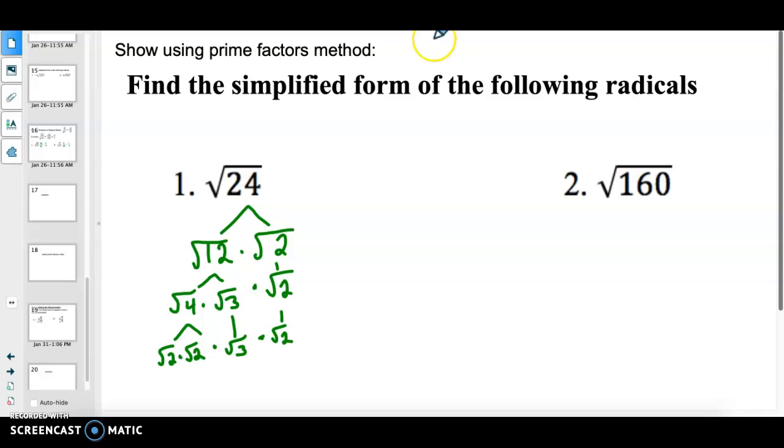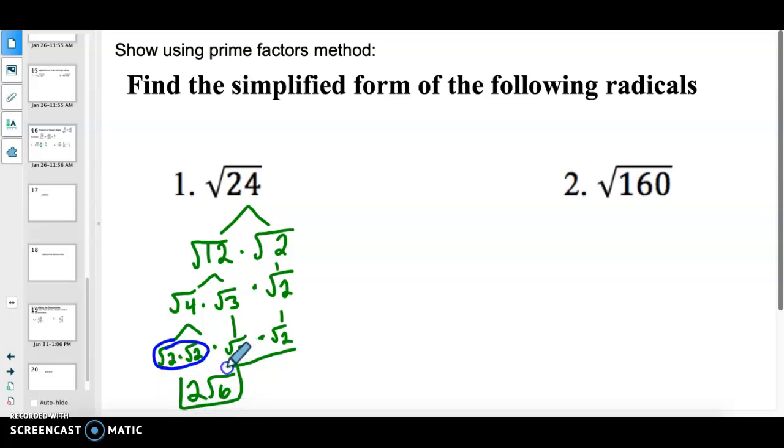In this method, you look for pairs of numbers that are the same. Now that I have all prime numbers, I need to find pairs. So 2 and 2 go together. I know square root of 2 times square root of 2 is square root of 4, which simplifies to a 2. So this is just going to turn into a 2. And because these two values are not the same and they have no pairs anywhere, because you can only circle 2 in a pair, you just multiply these back together and get square root of 6.